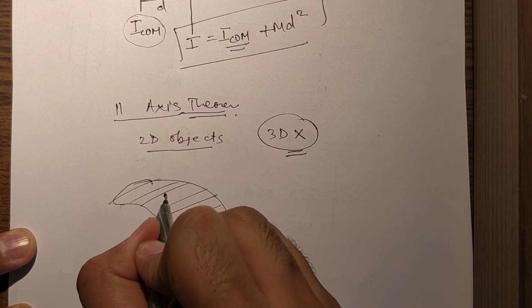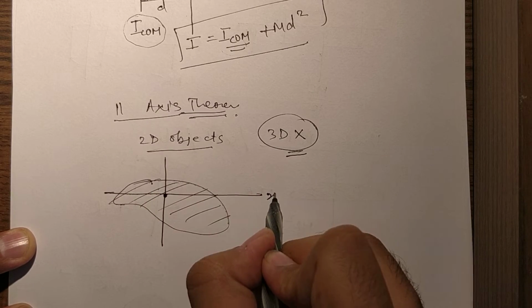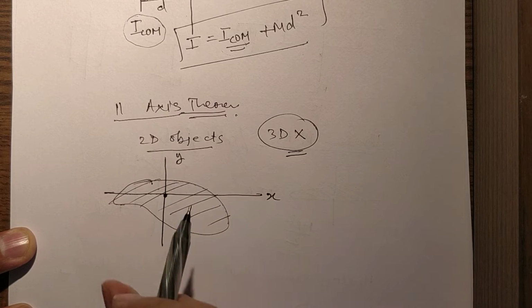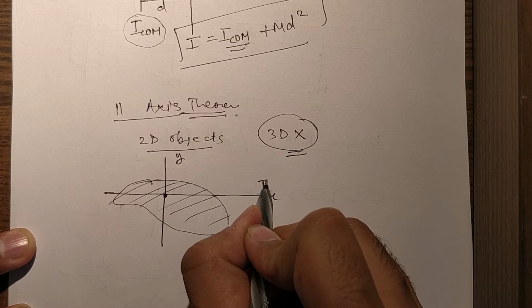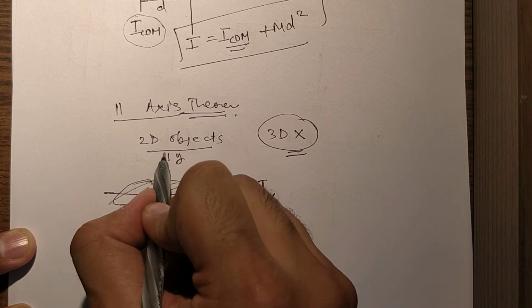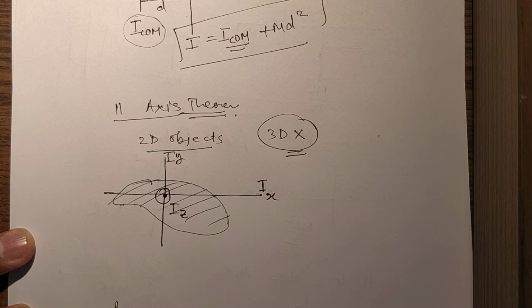Now about any point, you can draw three axes, x axis, y axis and z axis. Let's say z axis is perpendicular to it. Now you can find moment of inertia about these three axes. This is Ix, this is Iy, and about z axis it is, let's say, Iz. So this plate is in the xy plane.